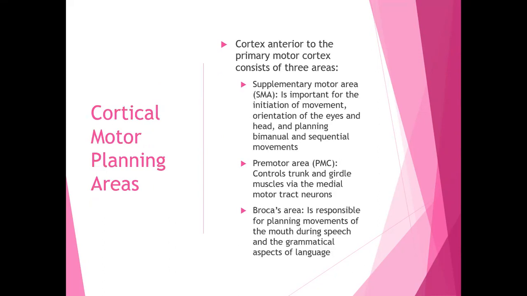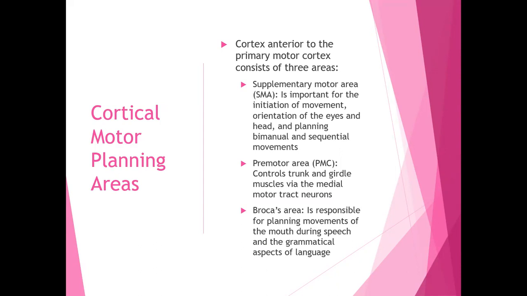So the cortical motor planning areas are anterior to the primary motor cortex, and the three areas in that section are the supplementary motor area, which is important for the initiation of movement, orientation of the eyes and head, and planning bimanual and sequential movements. So I'll say knitting. It'd be hard to knit if your supplementary motor area wasn't working. And for a lot of other things probably too.